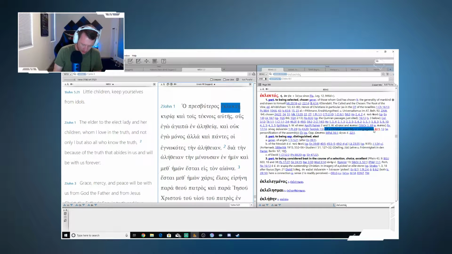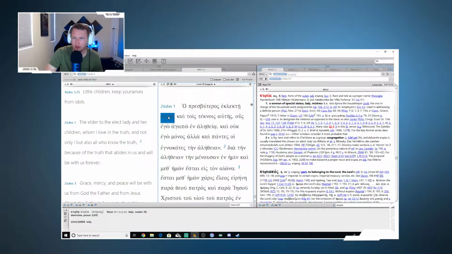Okay. So the elder to the chosen Kyria. That's like Lord. Kyria, feminine form of the substantive adjective Kyrios. Rare and late is a proper name. Lady or mistress, housekeeper. Probably the one in charge of the household work assignments.